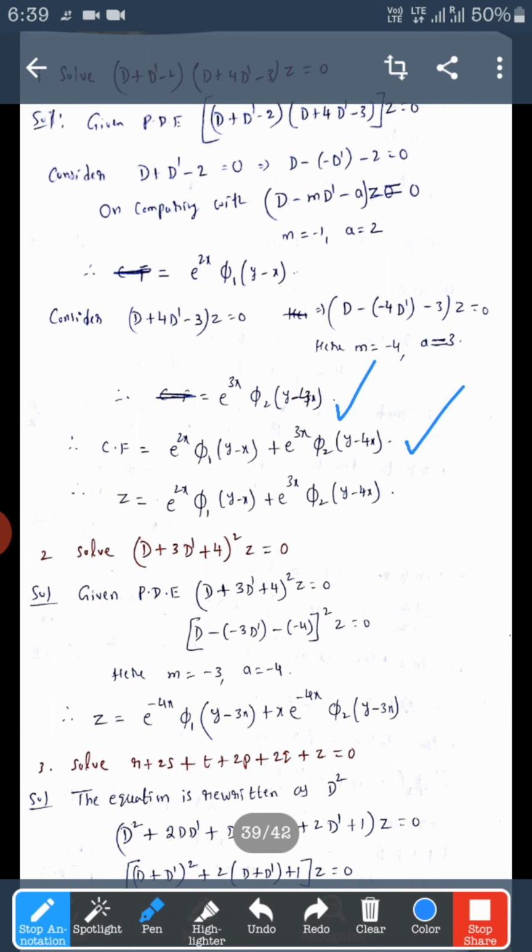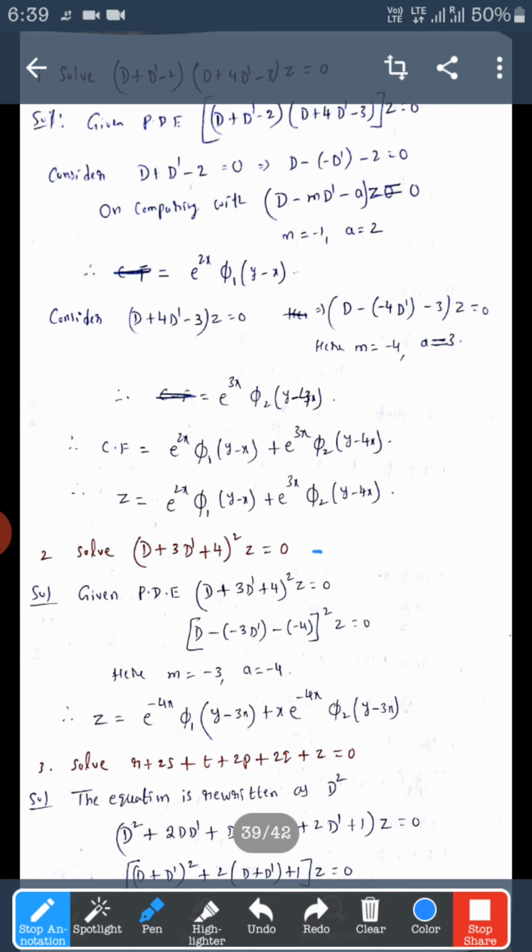Therefore, combining these two gives the complementary function e^(2x) phi 1(y - x) plus e^(3x) phi 2(y - 4x). Therefore, the complete solution is z is equal to e^(2x) phi 1(y - x) plus e^(3x) phi 2(y - 4x).